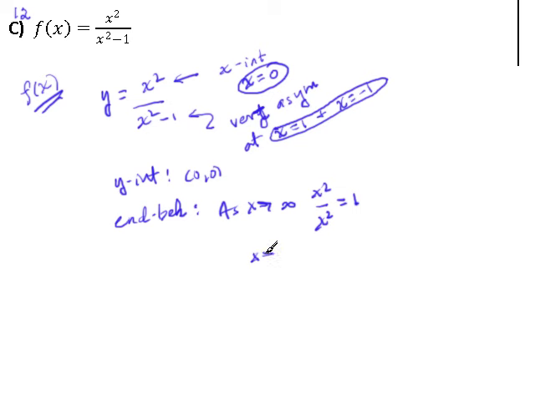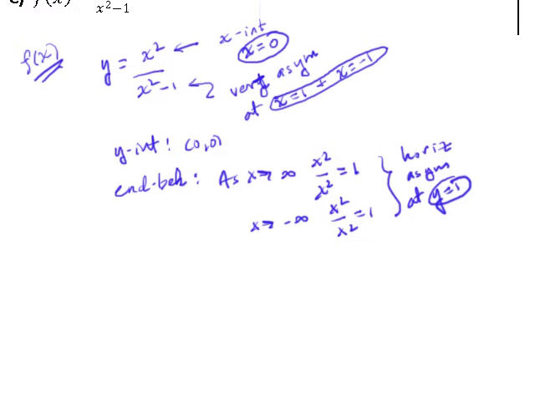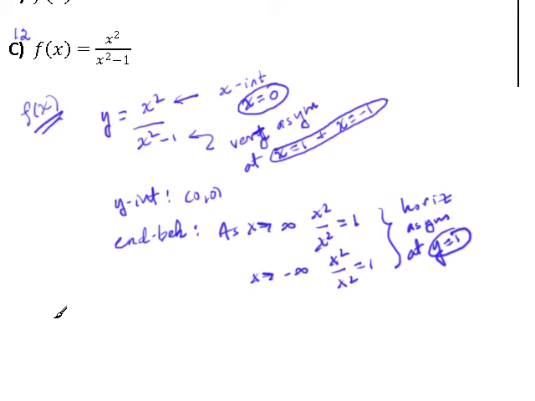As x goes to minus infinity, same situation. So that's horizontal asymptote at y equal 1. So that's f of x information. Let's go to f prime of x, where we get increasing, decreasing, max, min.